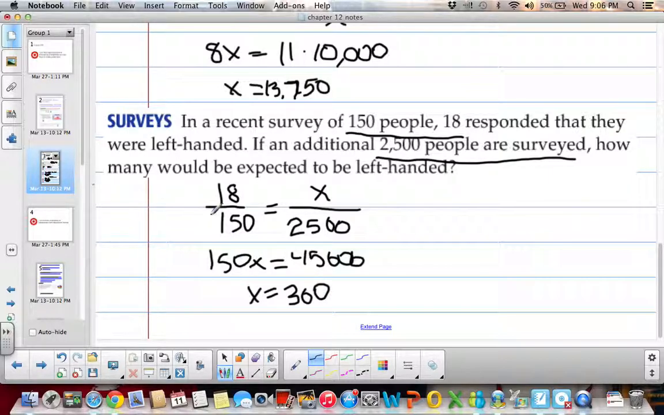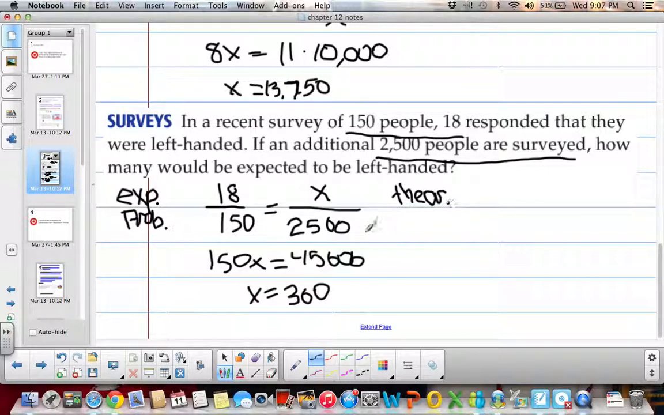So this 18 out of 150 is our experimental probability, because we actually conducted the survey and it's our data and we used it. And so this is experimental. This 300 over 2,500 is our theoretical probability because we're using our data from 18 out of 150 and we are using it to predict how many out of 2,500.